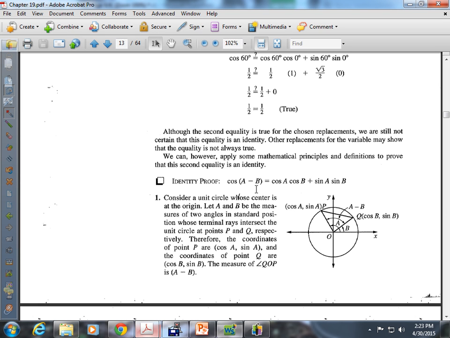Everybody's good there? All right, so what we are going to do is find this distance right here, the distance from P to Q, those two coordinates that we just found. We're going to find that distance using two different things. The first is coordinate geometry. We have a distance formula in coordinate geometry.